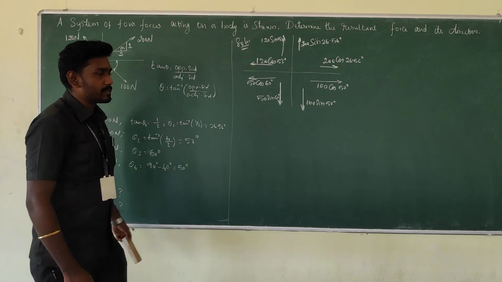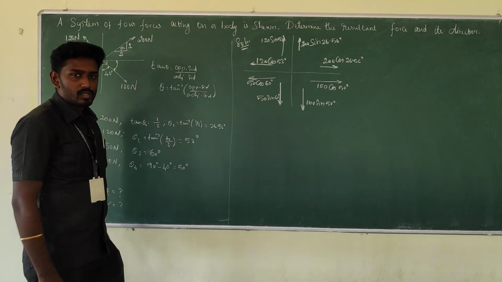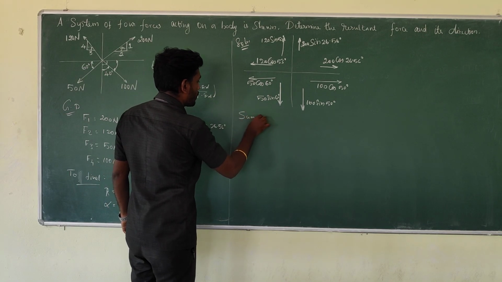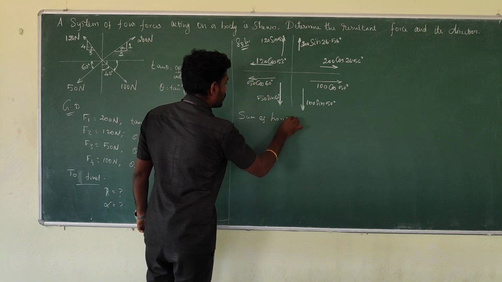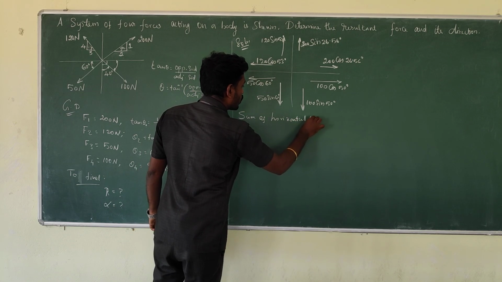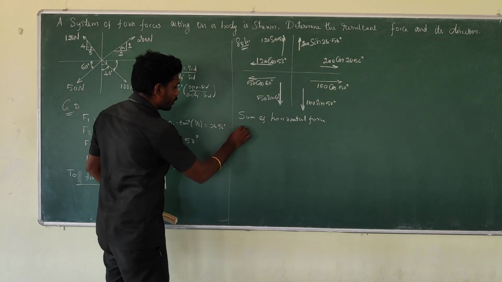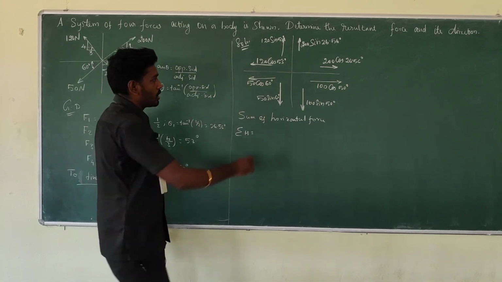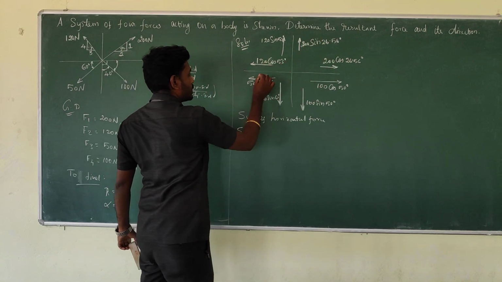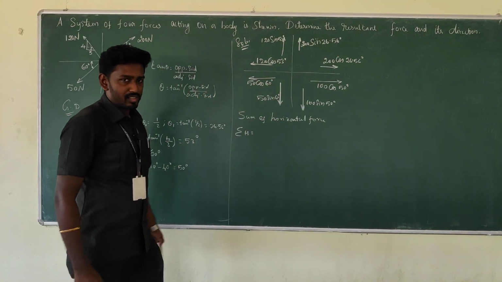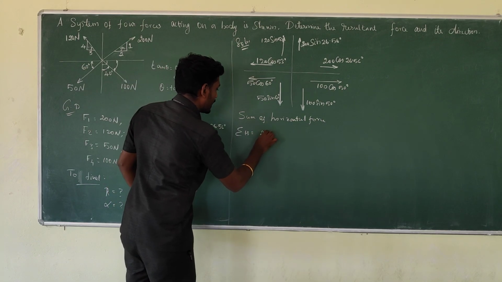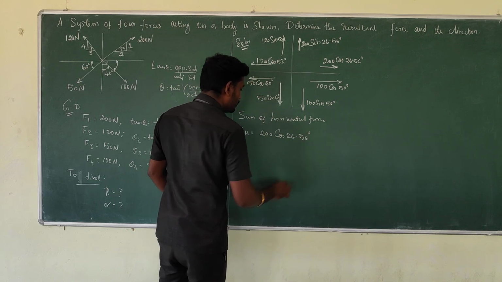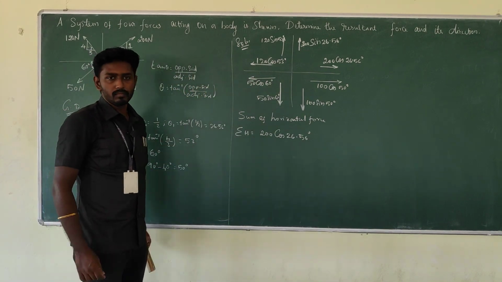Okay, what is next? We can just calculate sum of horizontal force. Add all the horizontal forces, summation of H. This is on horizontal, here it is, and here it is. These are all the horizontal forces. Add. Here it is 200 cos 26.56 degree. What about this sign?